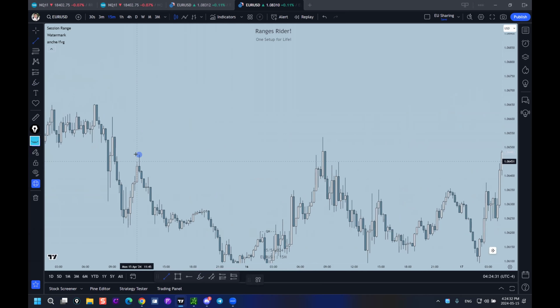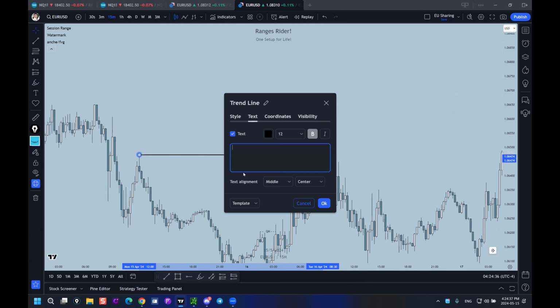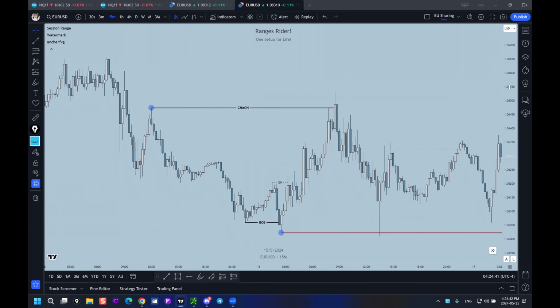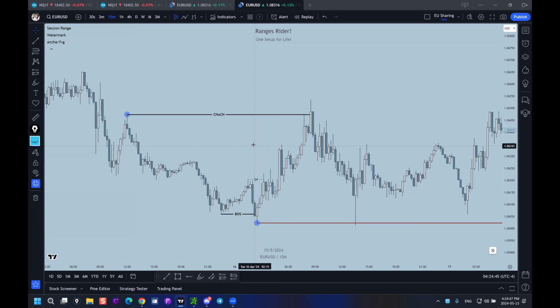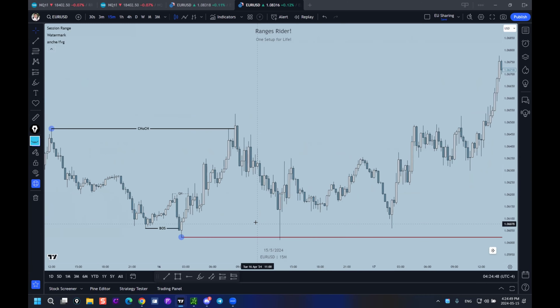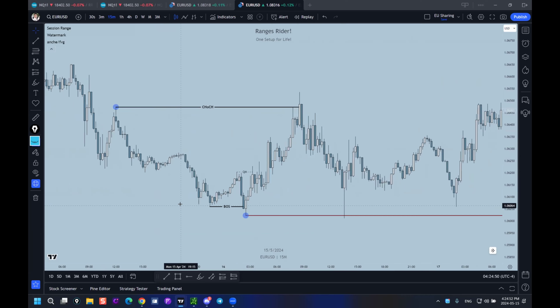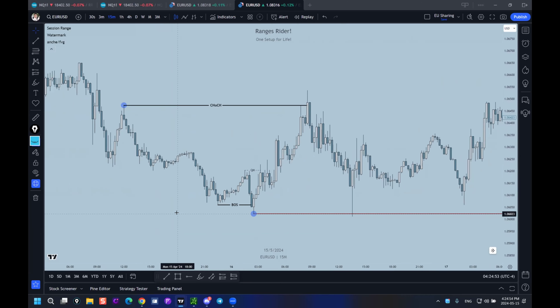And then what we have, this is a valid change of character, right? Sometimes we can have some human errors because sometimes we don't see the pullback. The purpose is I'm trying to train my eyes because it's very hard. And yesterday, for example, the loss that I took was because of a mistake like this. I validated the wrong QM, and that one cost me a loss.